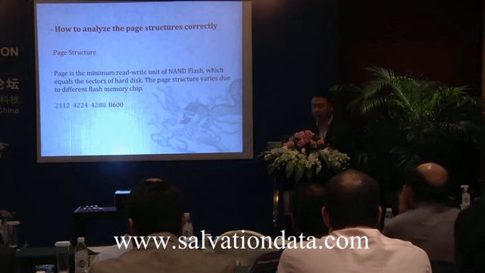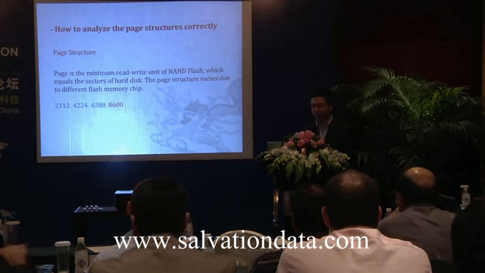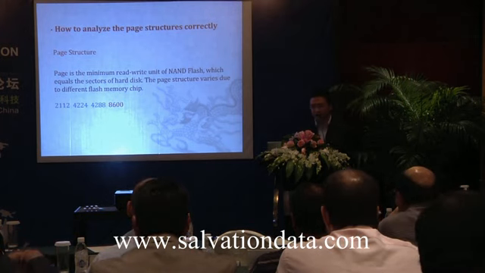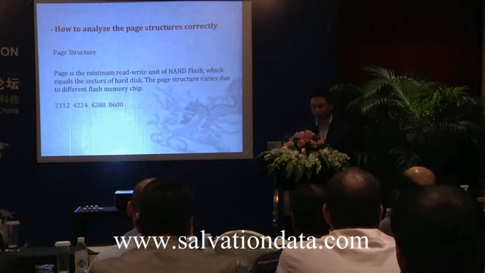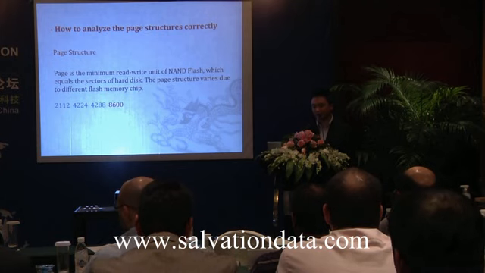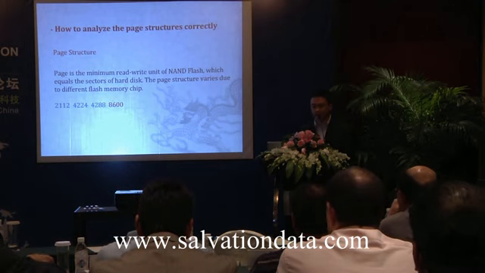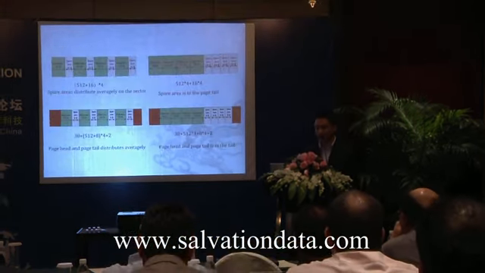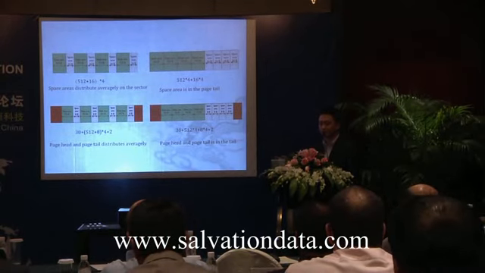The page structure varies with different flash memory chips. Here are some common pages: 2112, 4224, 4288, and 8600 are common page sizes for flash chips. Here we will introduce page 2112. Here are some combinations for page 2112.